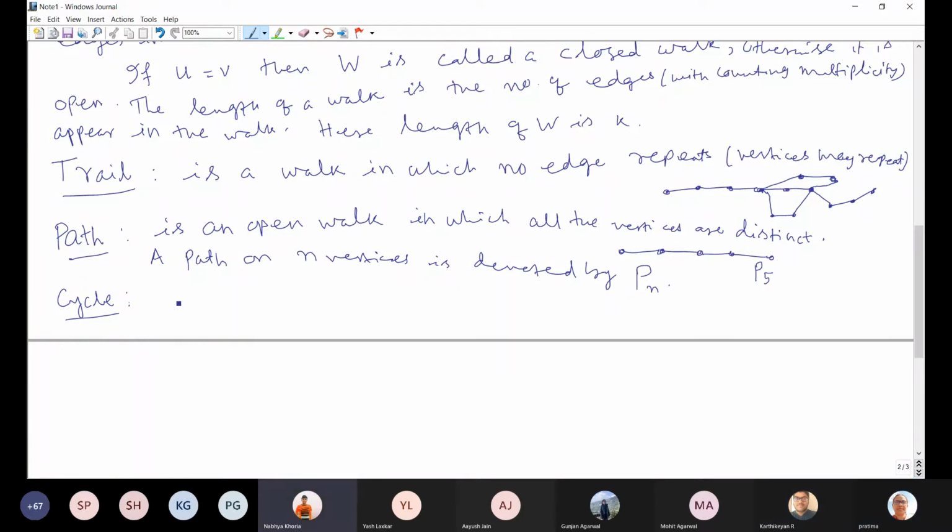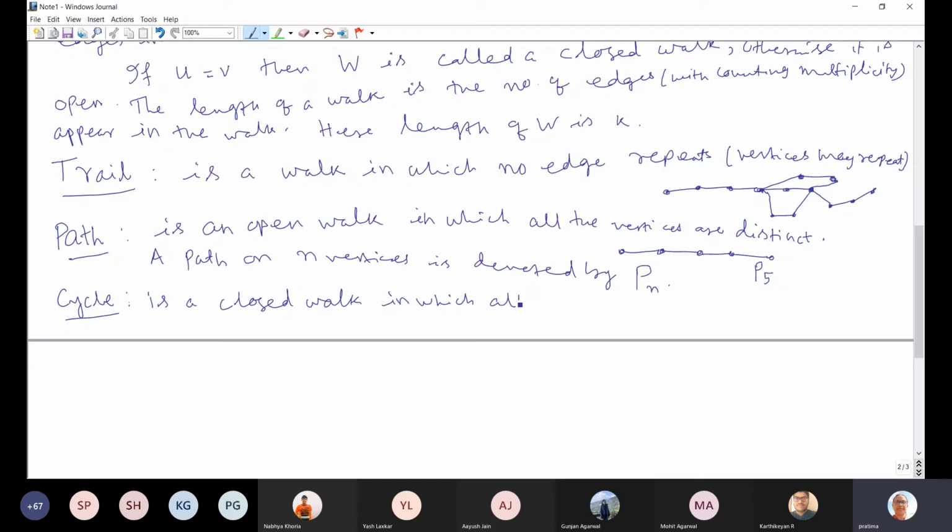A closed path. Path is always open. We'll say that this is a closed walk in which all the vertices are distinct except the end vertices. Right? So a walk can be closed or open. This is a closed walk. Closed means starting and ending vertices have to be the same.